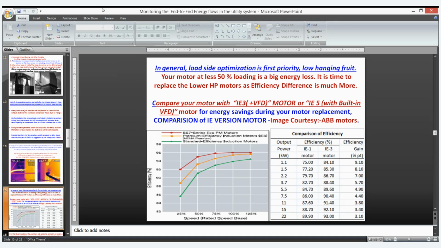The National Motor Replacement Program, NMRP, has come, but still it's not happening as it has to happen from IE2 to IE3 or IE3 with VFD. VFD, especially for blowers or the centrifugal machines, it is becoming mandatory now. You see this, and with respect to IE5, where do you stand? And definitely you have to jump onto the wagon of higher efficiency motors.